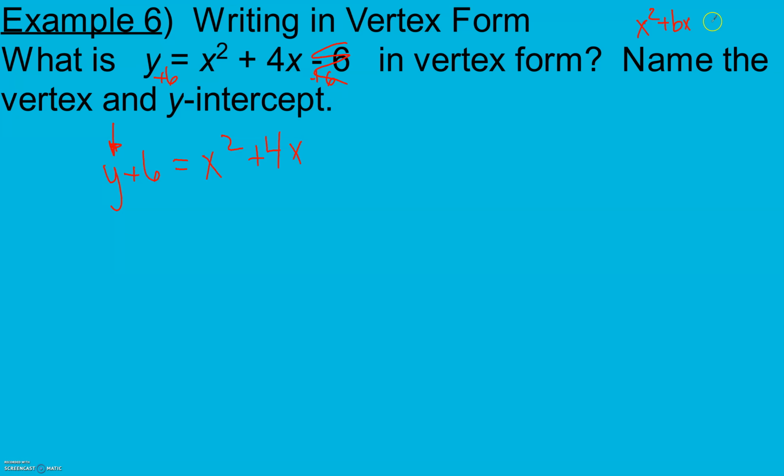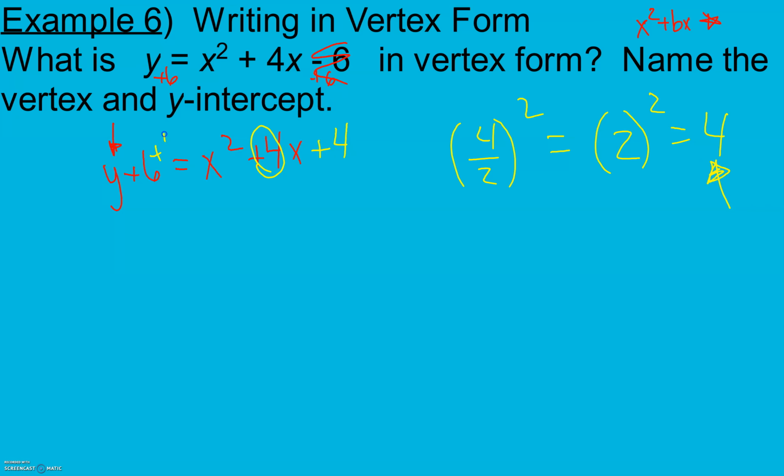So now that I have my x squared plus bx, just like I wanted it to be, to complete the square, I take my b, half it, square it, which gives me 2 squared, which is 4. I take that value and I add it to both sides. So I get y plus 10 equals x squared plus 4x plus 4.